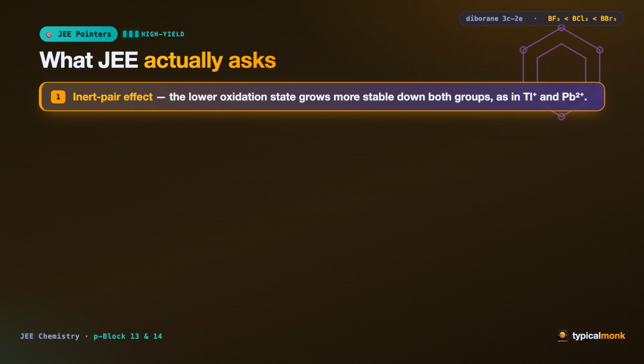Now what JEE actually asks. 5 pointers. 1. The inert-pair effect. The lower oxidation state grows more stable down both groups, as in thallium +1 and lead +2.